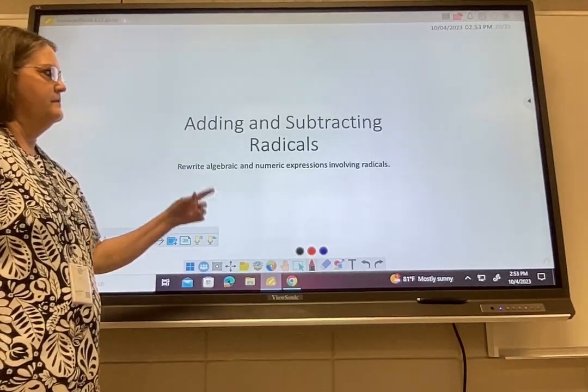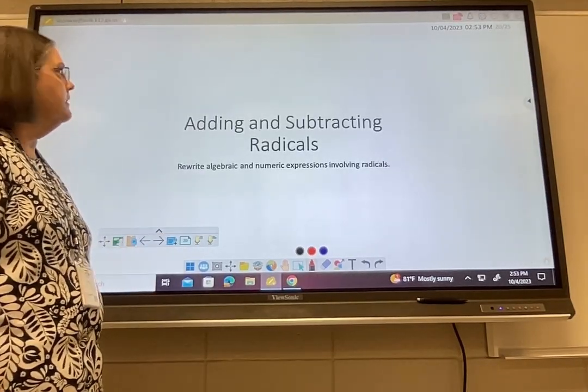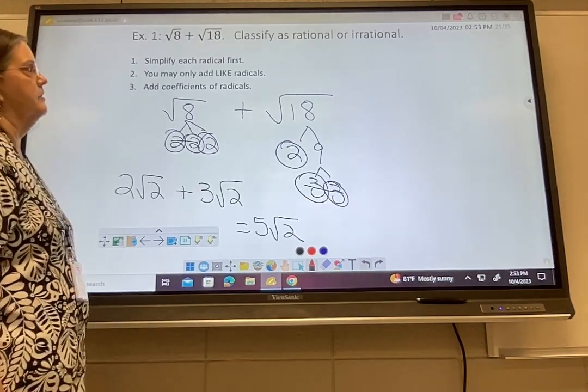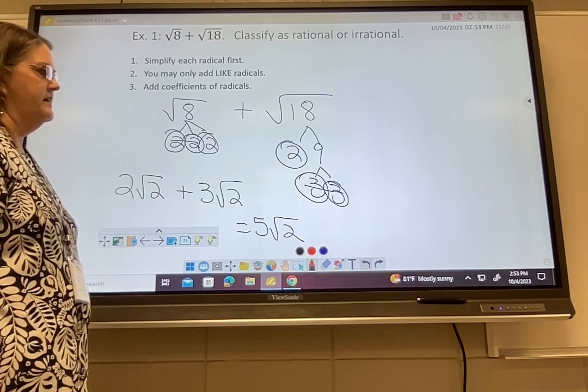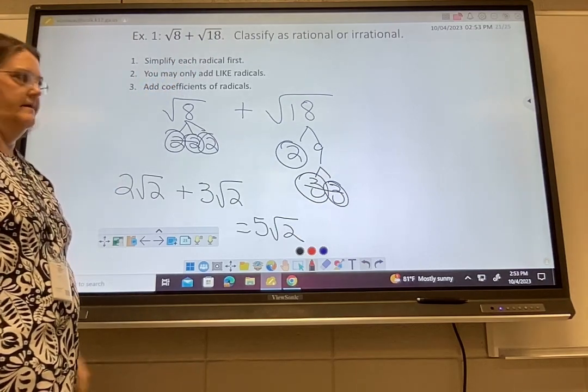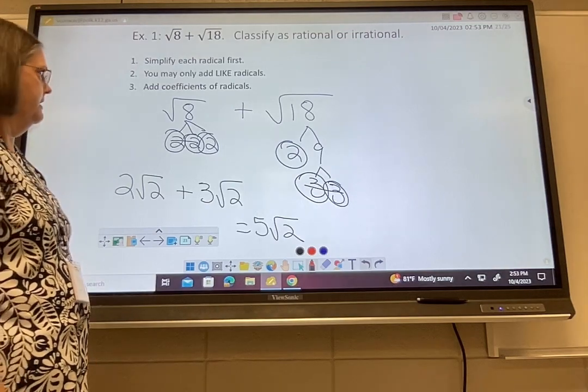Okay, we're going to add and subtract radicals today. Here is your first example. We have the square root of 8 plus the square root of 18. Now I wrote the steps on this one. You are to simplify each radical first, and that's in our video from yesterday.